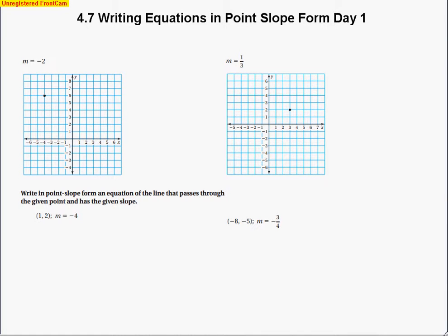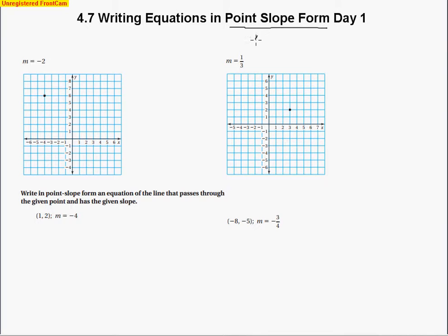This is a lesson for Chapter 4, Section 7, titled Writing Equations in Point-Slope Form, Day 1. Let's take a look at our first type of problem, and here it's giving us a slope and a point. And that's what point-slope form is: we need a point and the slope, and we can write an equation for it. So here is our point-slope form.